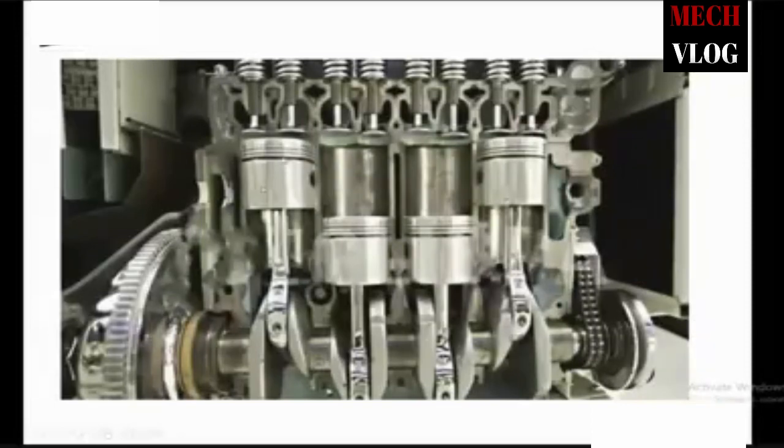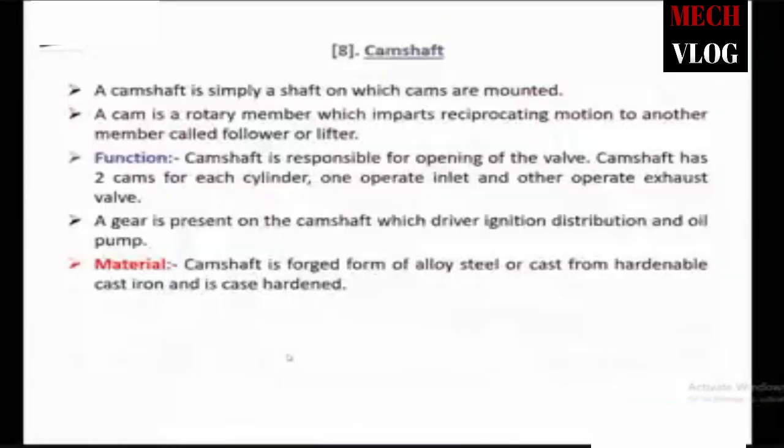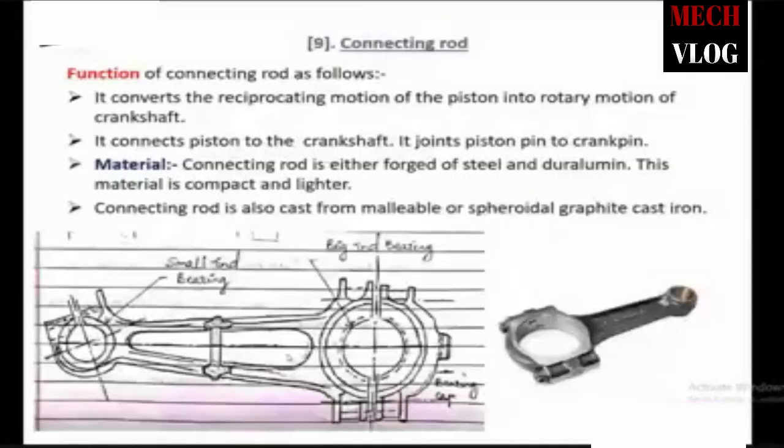This is our piston and this is our crankshaft. These two are connected by a link called the connecting rod. This connecting rod helps to convert the reciprocating movement into corresponding rotary motion. For that purpose we use the connecting rod. It connects the piston to the crankshaft. It joins the piston pin to the crank pin.